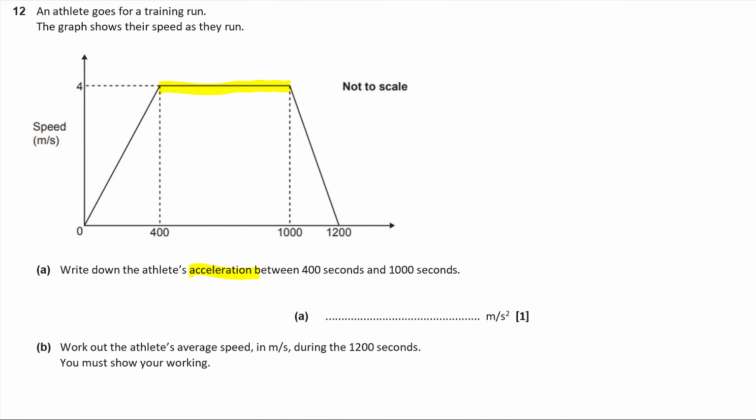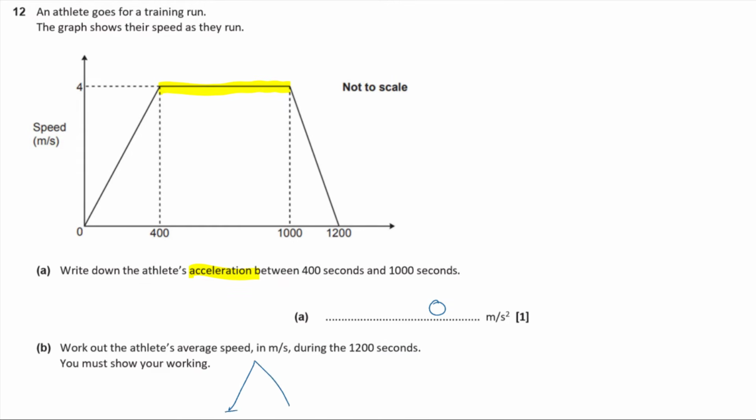Well, acceleration is equivalent to the gradient of a speed time graph. Between 400 and 1,000, the line is flat. So the gradient is 0, and therefore there's no acceleration. So between 400 and 1,000 seconds, the answer is 0. There's no acceleration. And it says work out the athlete's average speed in meters per second during the 1,200 seconds. You must show your working.